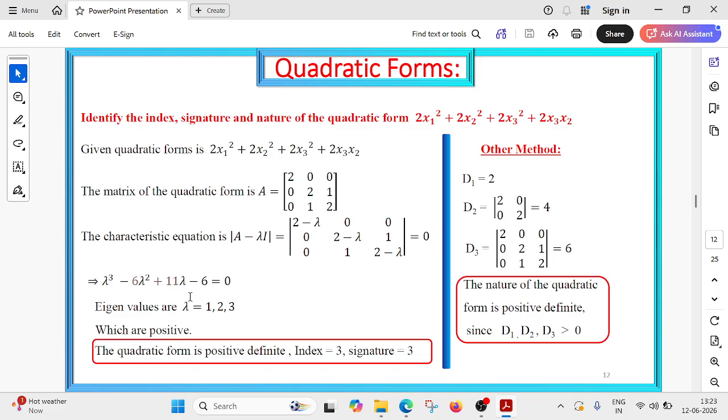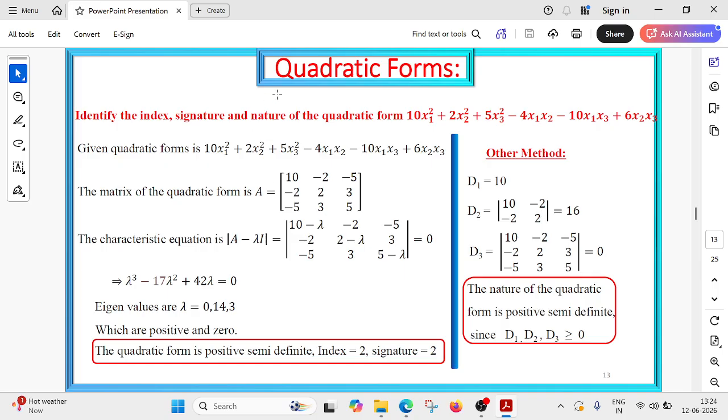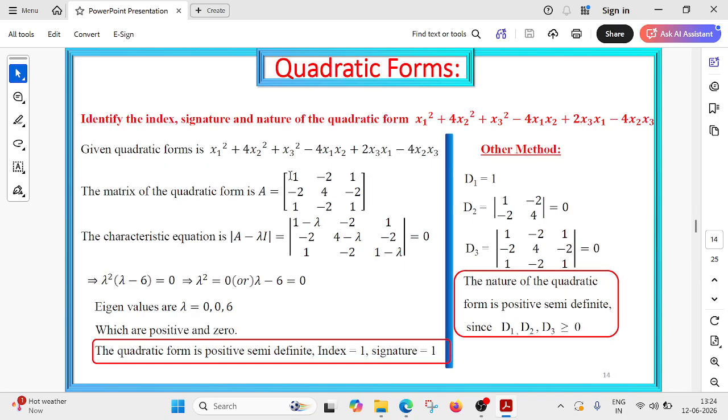So, all are positive, no? All are positive, so it is positive definite, and the index is 3, and the signature will be 2p minus r, so from that, 3. So like this. The second method I am not going to tell. Similar way we can work out the second example.